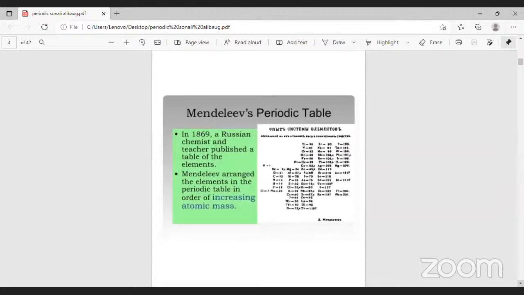So here is Mendeleev's periodic table. Who was Mendeleev? In 1869, a Russian chemist and teacher, he published a table of the elements. See the arrangement on the right-hand side. This is the initial stage when they were keeping those elements in tabular form. Mendeleev arranged the elements in the periodic table in order of increasing atomic mass. Atomic mass means, initially, atomic weight, the number of protons plus neutrons.